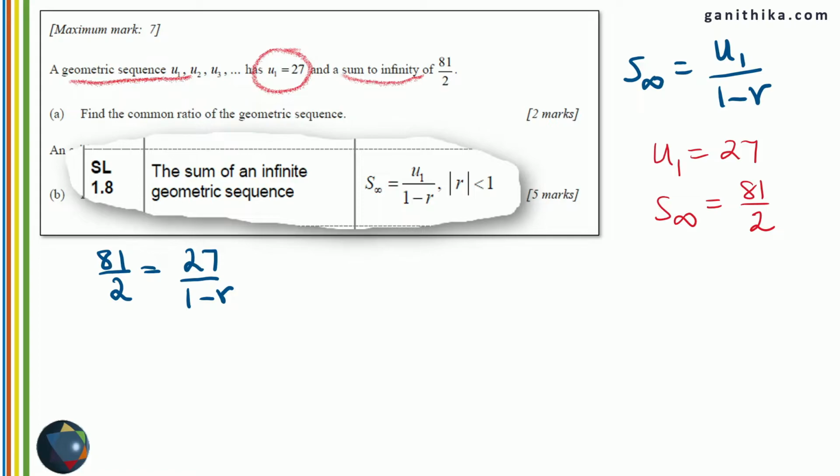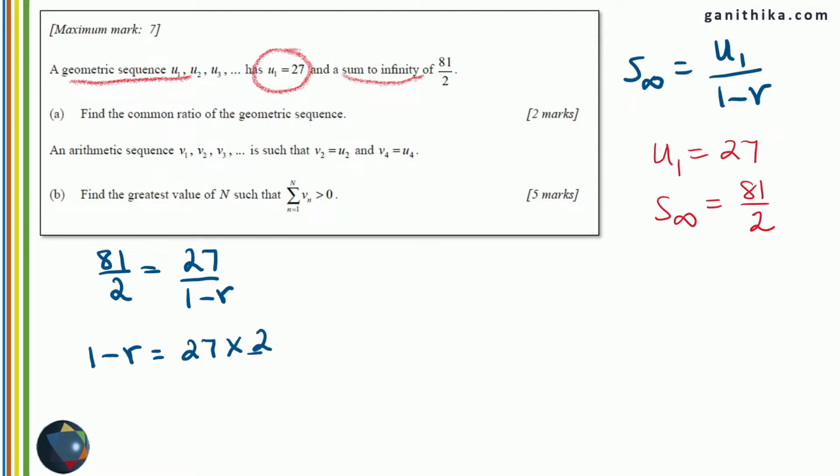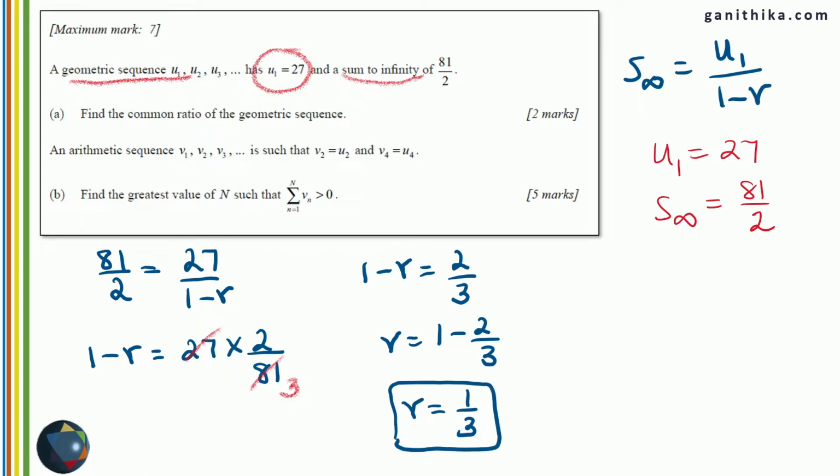The question part A is: find the common ratio of the geometric sequence. So let me connect what is given together. S infinity is 81 over 2 and the formula is u1 over 1 minus r. Therefore 81 over 2 is equal to 27 over 1 minus r. Rearranging this and simplifying for r, whichever way you want to rearrange, you can do this. There is no hard and fast rule what you need to do here. So this is 2 over 3. So r is equal to 1 over 3. You must have got 1 over 3 for r when you solved it just a few minutes before. So this is the way you solve this first question A.